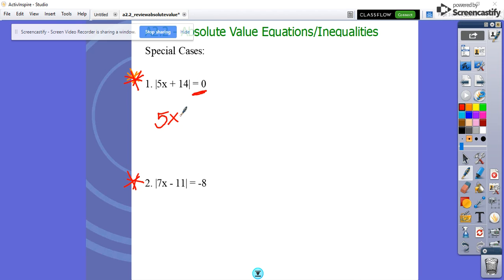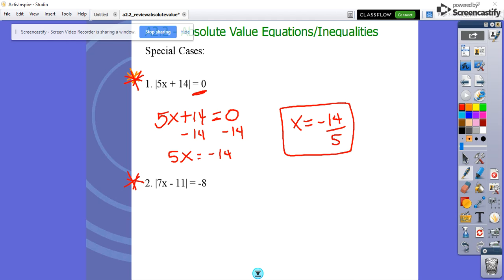So this is one special case where there is only one solution, and it's when that absolute value is equal to 0. So when it is equal to 0, we just solve like normal. Minus 14, minus 14. So I get 5x equals negative 14. So x is negative 14 over 5. Okay. So special case, one answer.